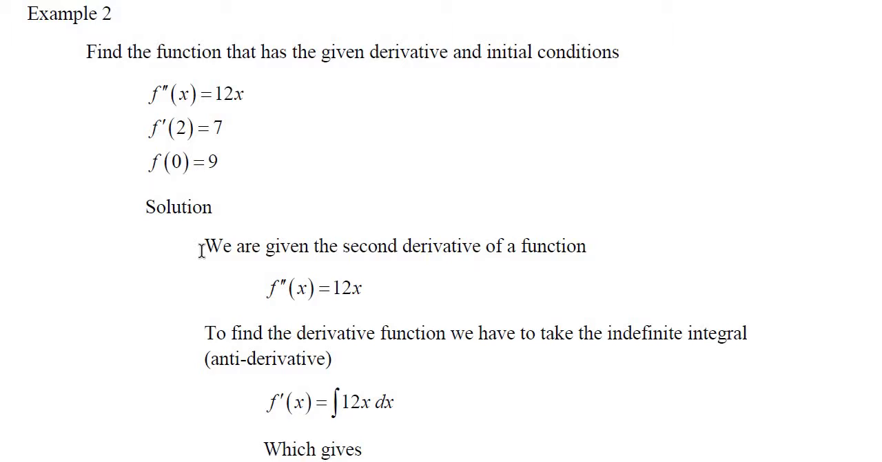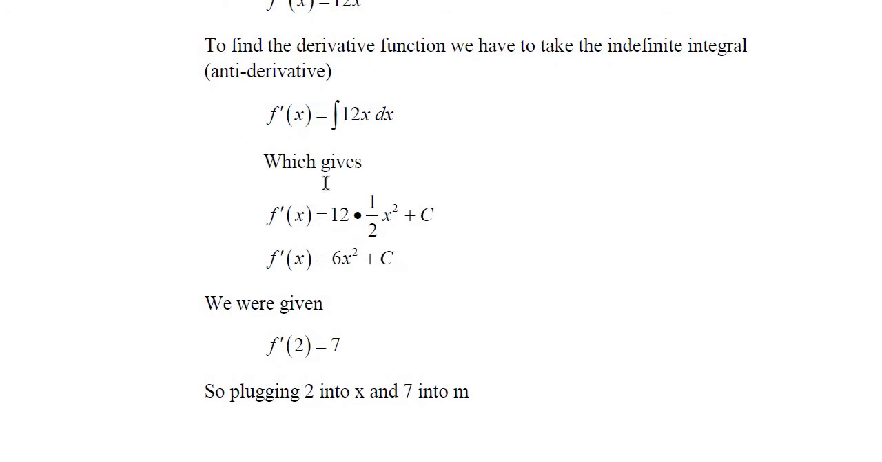So we are given the second derivative of a function. The second derivative is equal to 12x. To find the first derivative of the function, we have to take the indefinite integral of the second derivative. So f prime of x is going to be the antiderivative of 12x dx. So that's going to give us f prime of x is equal to 12 times 1/2 x squared plus a constant, which gives us f prime of x, the derivative, is equal to 6x squared plus a constant.